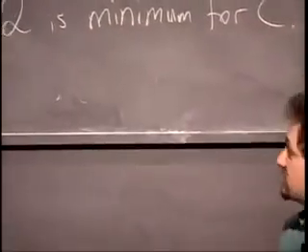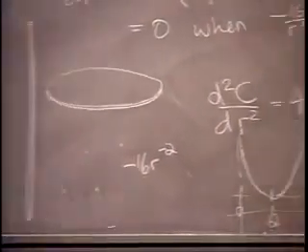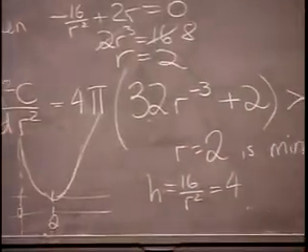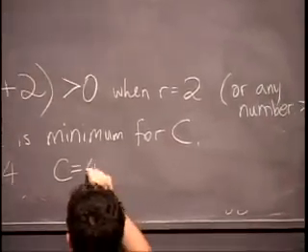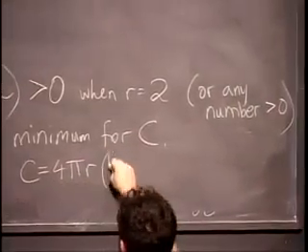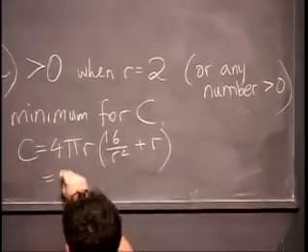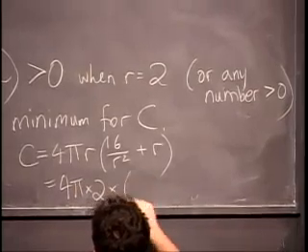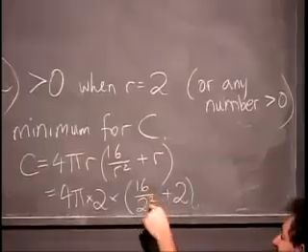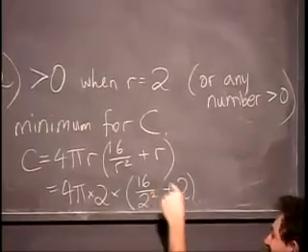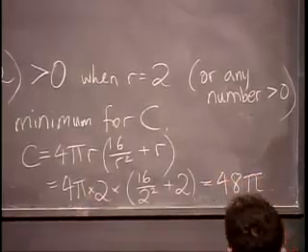And that is the answer to the first part, provided that we summarize it. We know that h is 16 over r squared, which is 16 over 4, which is 4, and the cost is equal to 4 pi r times 16 over r squared plus r. That's our original formula. So it's 4 pi times 2, times 16 over 2 squared plus 2. So this is 16 over 4 is 4, plus 2 is 6. 6 times 2 is 12. 12 times 4 is 48. And we get 48 pi.